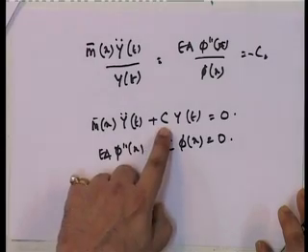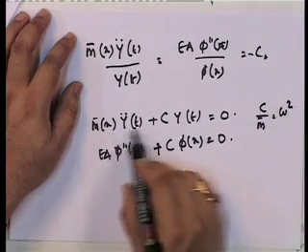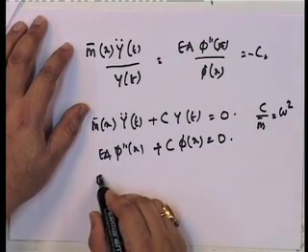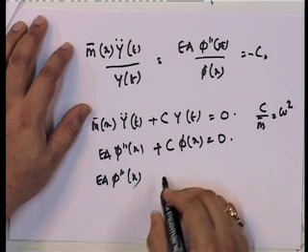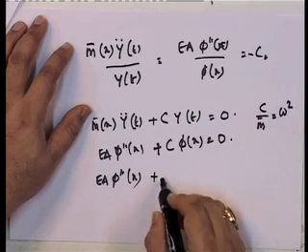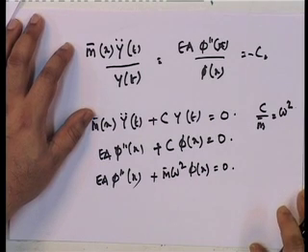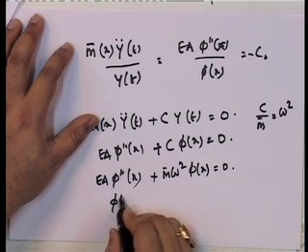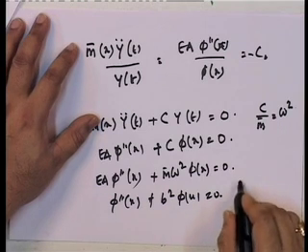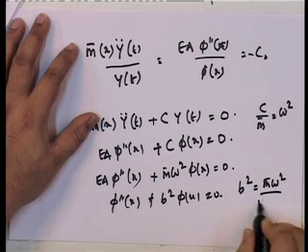Now, note that c upon m bar is obviously equal to omega squared, because that is what you get from this equation. So, therefore, this becomes Ea phi double prime plus, since c is equal to m bar omega squared, m bar omega squared phi x equal to 0. In other words, I can rewrite this as phi double prime plus b squared phi x equal to 0, where b squared is equal to m bar omega squared upon Ea.